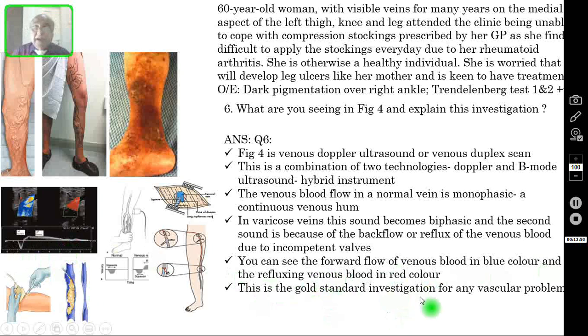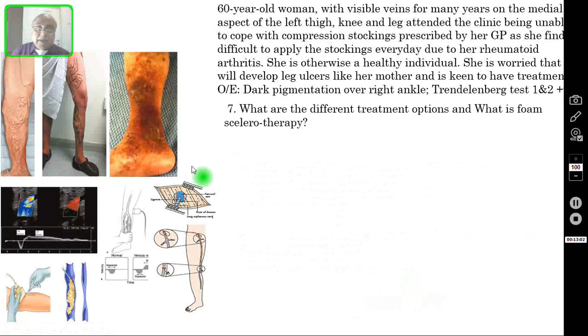This is the gold standard investigation for any vascular problem, not only for varicose vein, even for arteries. This is the gold standard investigation, the duplex scan. Question number 7. What are the different treatment options and what is foam sclerotherapy? This is the foam sclerotherapy.